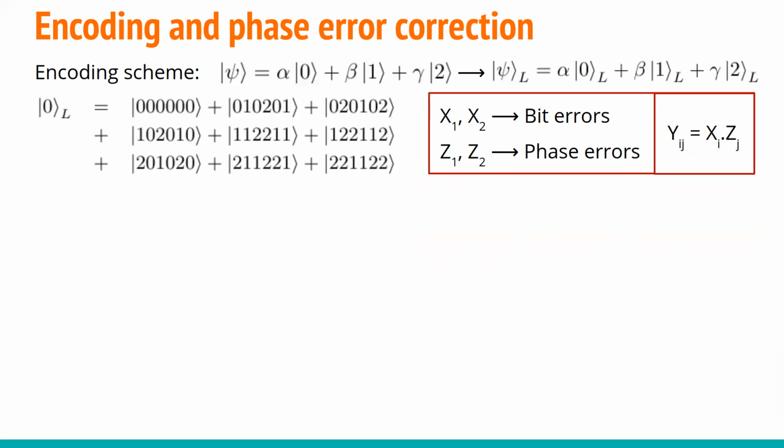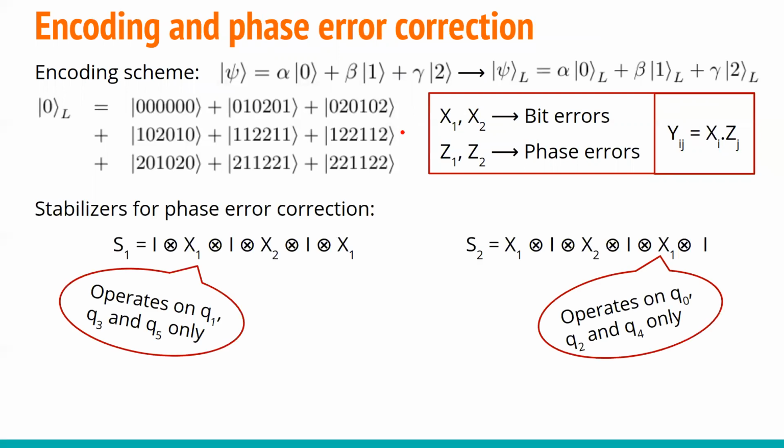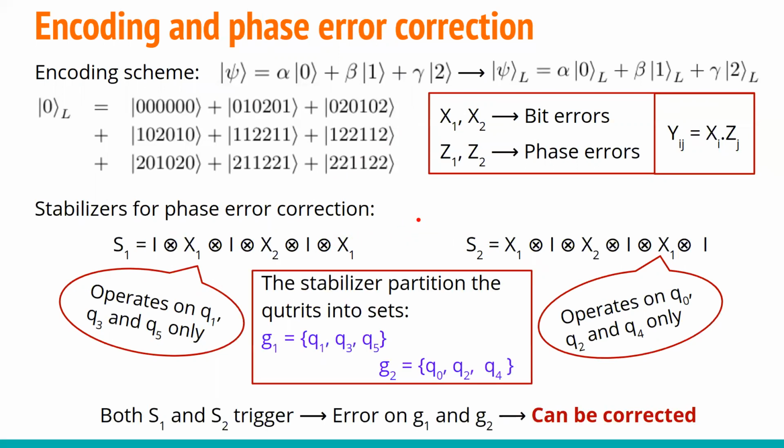So first we come to phase error correction. This is our encoding scheme. This is x1 and x2 we call bit errors, z1, z2 phase errors, and these taken together are called the y error. These are our two stabilizers. So if you see that this stabilizer acts on a subset of qubits, we call it G1, and this stabilizer acts on some other subset of qubits, which we call G2. So these two stabilizers kind of partition the set of qubits.